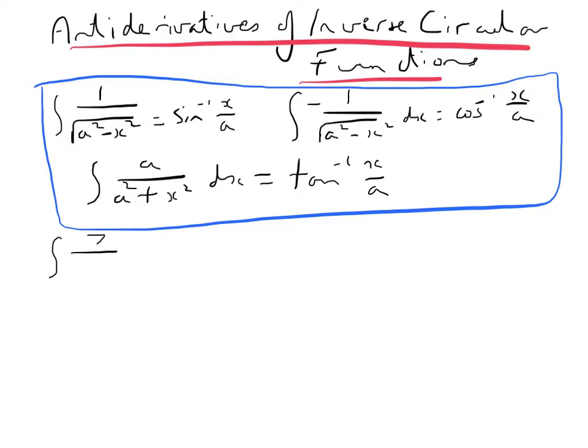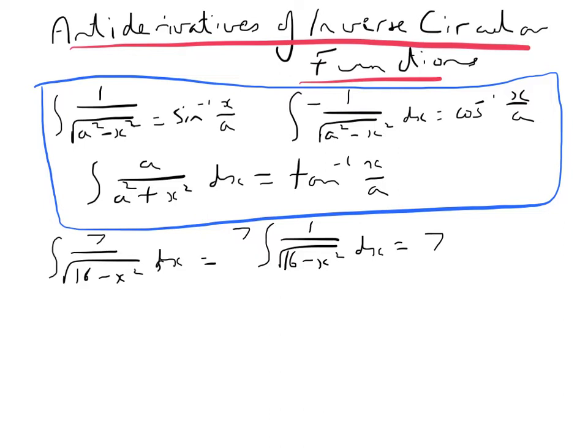Let's say we had 7 over the square root of 16 minus x squared dx. Okay, so first thing we would do, we take out 7, which is a constant, and we're left with 1 over the square root of 16 minus x squared dx. Now that looks good. You've got 7. This 1 over the square root of 16 minus x squared looks exactly like the formula, which means it must have come from inverse sine x over a. I've got 16 as my a squared, therefore 4 is my value of a.